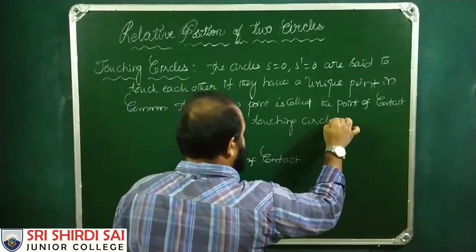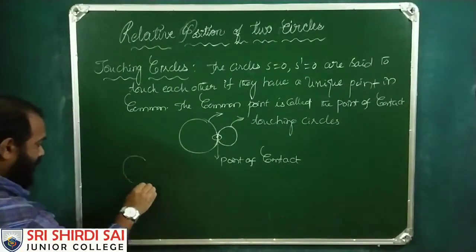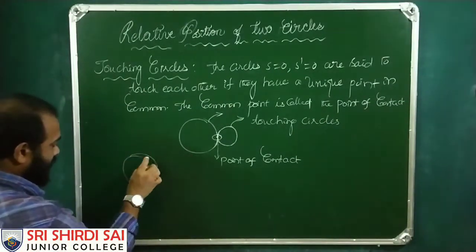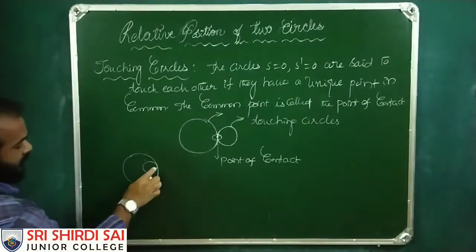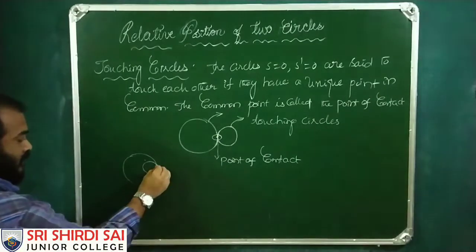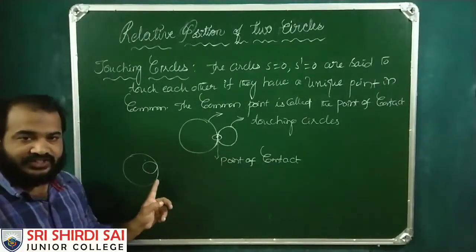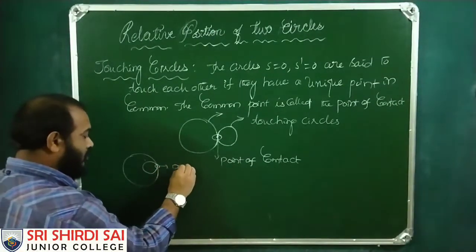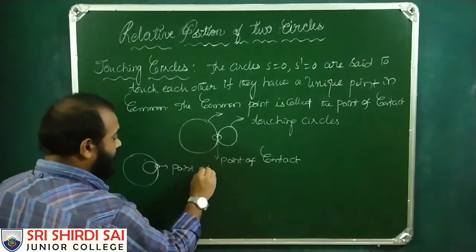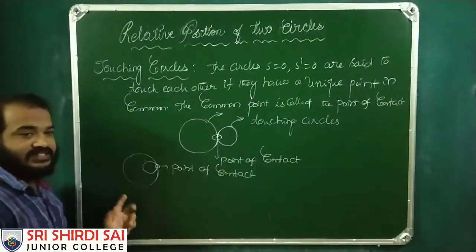Not only this, if we take another situation, for example, this circle and this circle, they have one point in common where these two circles touch each other. This point is called the point of contact, and these circles are called touching circles.